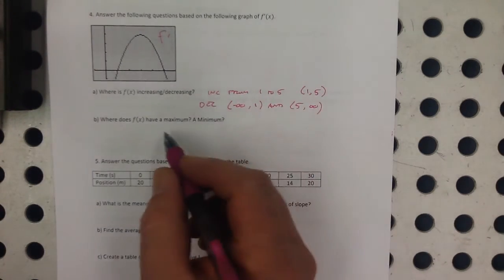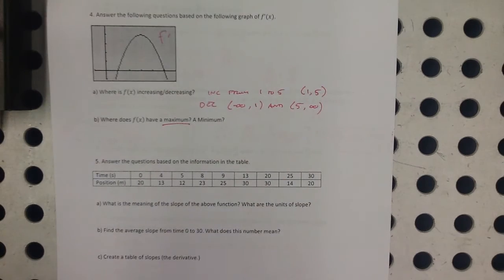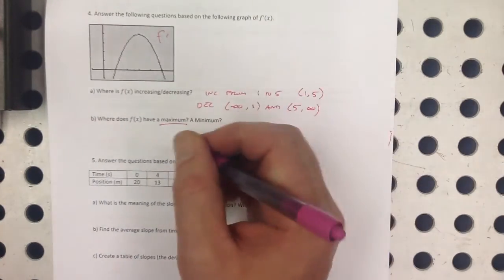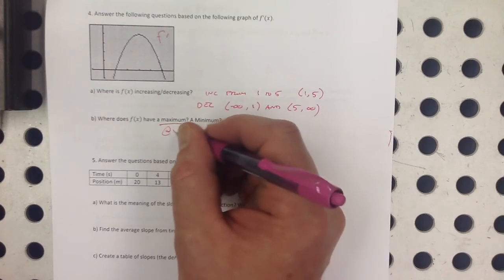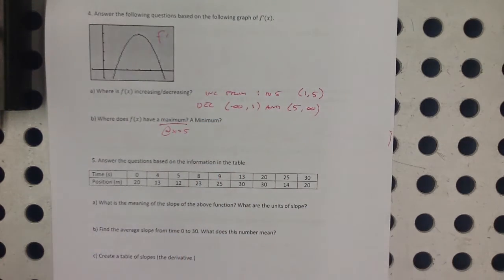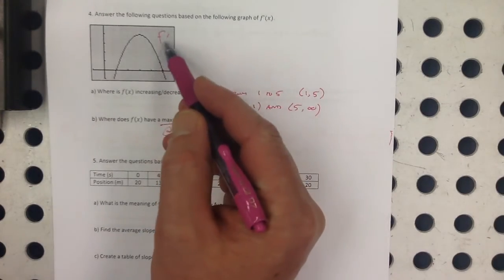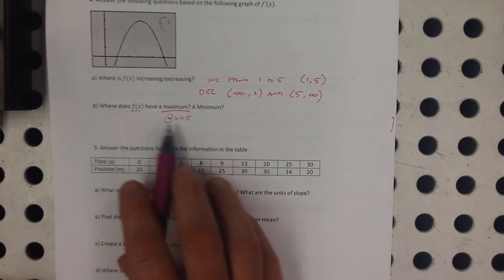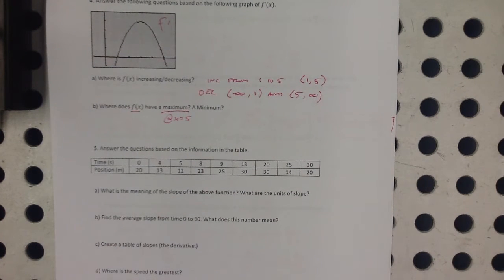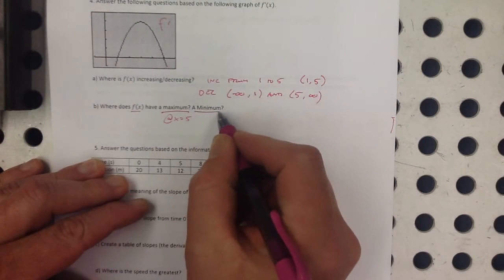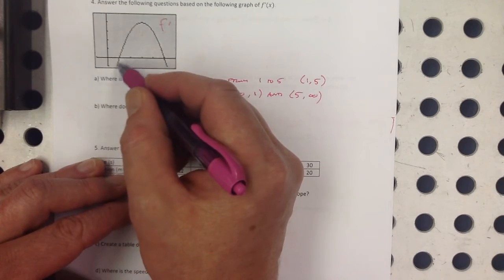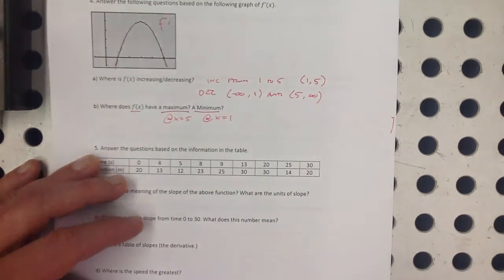Where does f of x have a maximum or a minimum? A maximum happens when it goes from increasing to decreasing, from increasing positive slopes to decreasing. So that happens at x equals 5. It doesn't happen at the point (5, 0), because (5, 0) is a point on the derivative function, but it's not a point on the f function. So the best we can say is where it has a maximum. It's at x equals 5. What is the maximum? I don't know. I can't know that from this graph. Where does it have a minimum? At x equals 1, because here it goes from decreasing, negative slopes, to increasing, positive slopes.